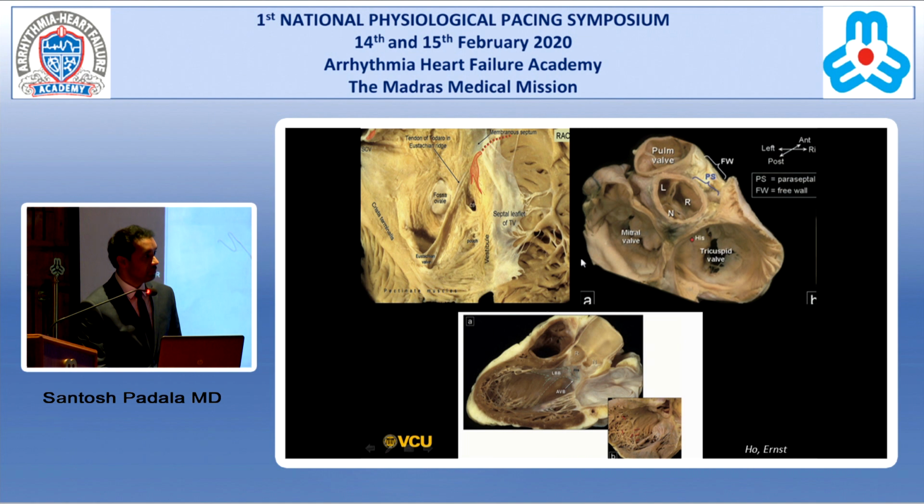And again, this is from the left side. You can see the aorta. This is like your parasternal long axis view. So the right cusp, non-coronary cusp, and this is the membranous septum, where the His bundle comes onto the left side and divides into bundle branches.